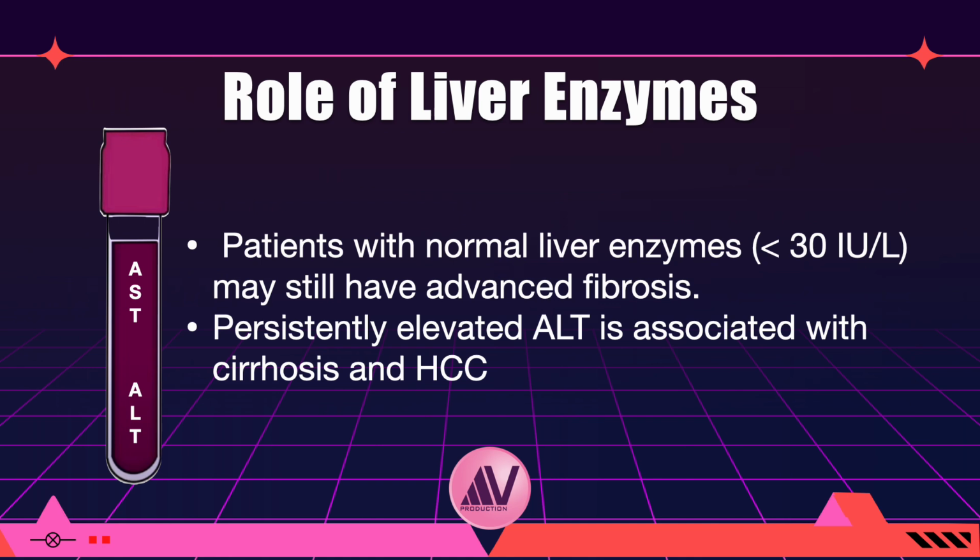A ratio greater than 0.8 suggests NAFLD, that is advanced fibrosis, and that greater than 1.5 suggests alcohol-related liver disease. In any patient, persistently elevated ALT is associated with cirrhosis and hepatocellular carcinoma. Thus, in any patient diagnosed with NAFLD, liver enzymes must be checked regularly, and if found persistently high, such patients must be managed more proactively. They may be included in clinical trials of newer experimental medical agents.